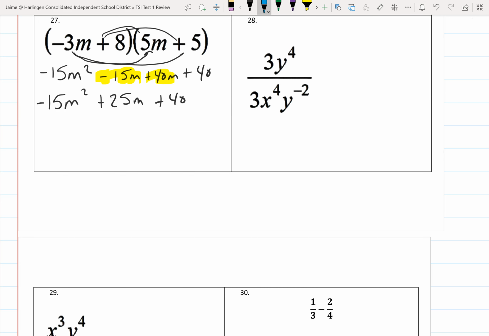Here we go. Dividing exponents. And when we divide exponents, we divide the big numbers. So I'm going to divide 3 divided by 3. 3 divided by 3, that gives me 1. Right? So I have a 1.